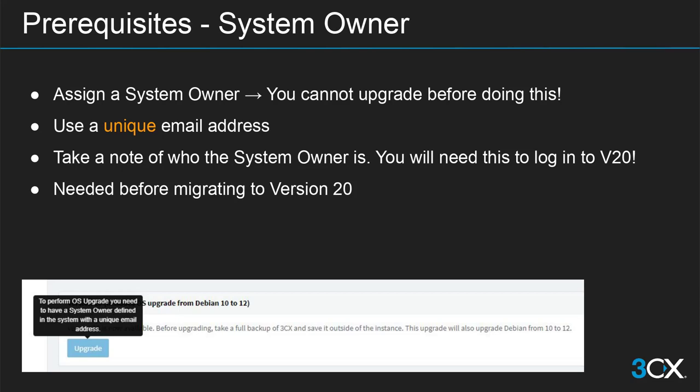Make sure that you can log into that system owner extension on the web client through the admin console because you will need this in version 20. As you can see on the screen, this system does not have a system owner defined. So the system is actually blocking you from doing the upgrade.